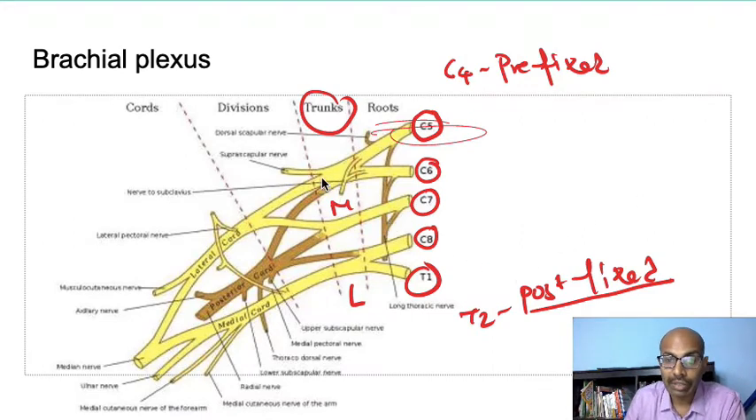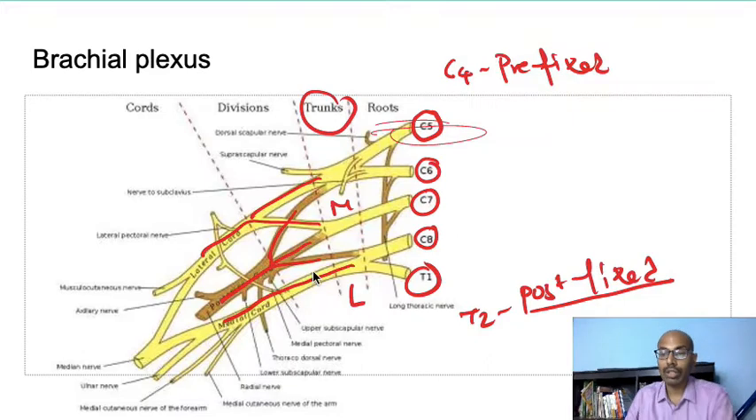The anterior divisions of the upper and the middle trunk continue to form the lateral cord. The posterior divisions of all the trunks join together to form the posterior cord, and the anterior division of the lower trunk continues as the medial cord. Now the medial, lateral and posterior cords are so named because of their relationship to the axillary artery. The axillary artery is anterior to the posterior cord, and therefore it's called the posterior cord. The lateral cord is lateral to the axillary artery, and the medial cord is medial to the axillary artery.